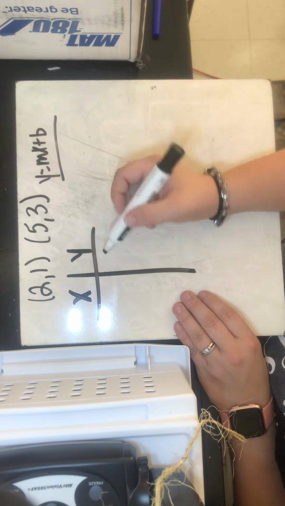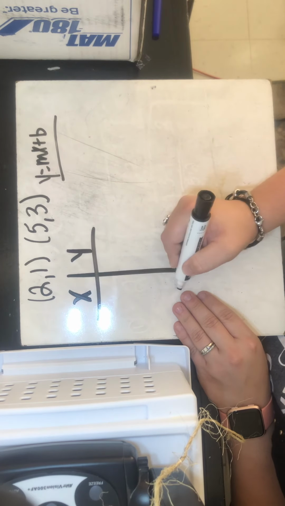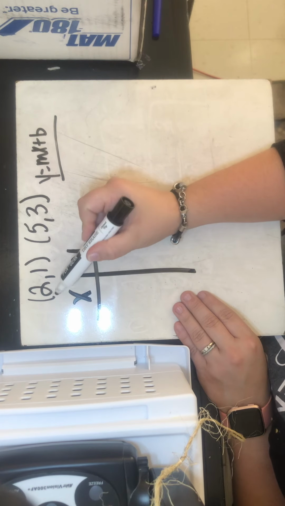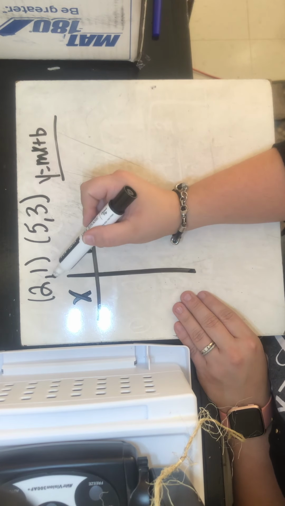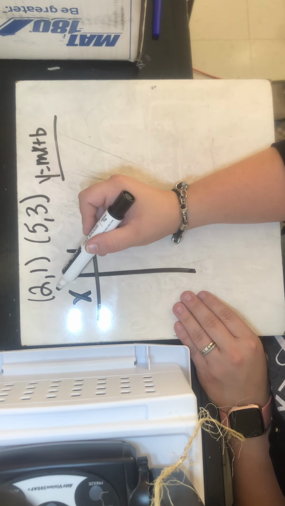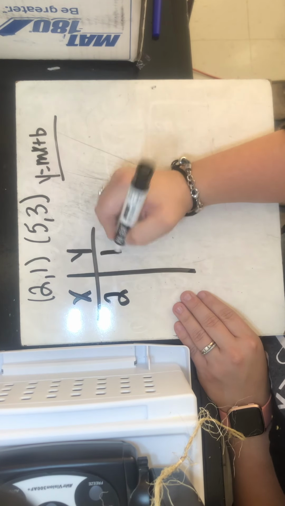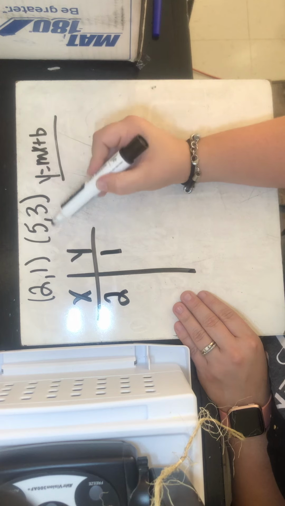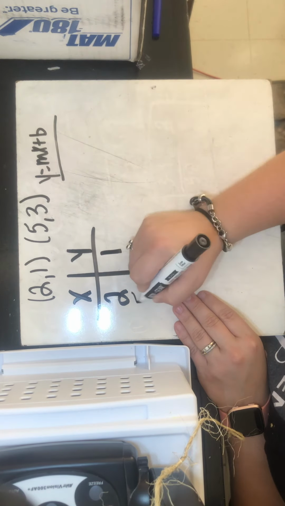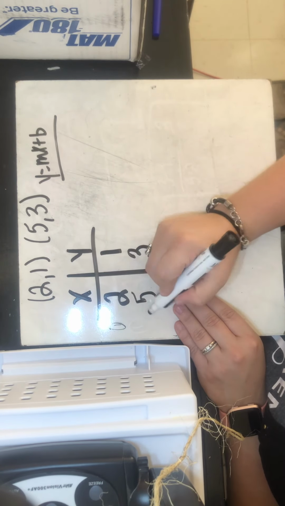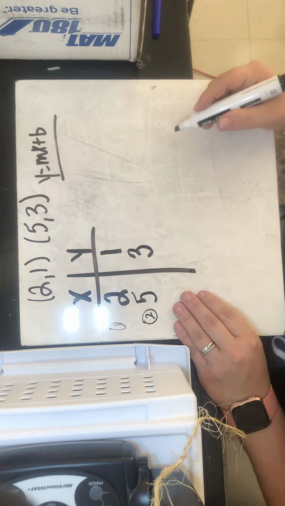Thank you. Okay. So we are going to put all of our x's in this row and all of our y's in this row. What is my x in this ordered pair? 2. Good. And what is my y? 1. Savannah Nelson, what is my x out of these numbers? 5. Good. 5 and then 3. So this is my first ordered pair, and this is my second ordered pair.